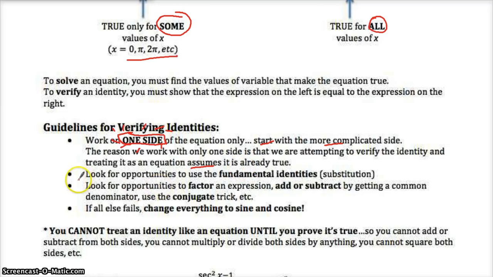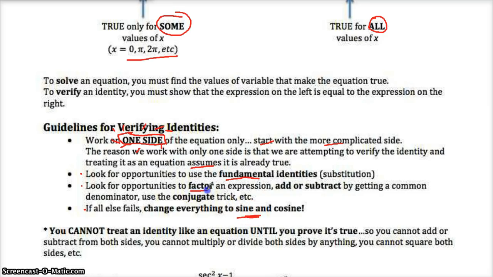So how are we going to do that? Well, you need to look for different strategies. You might look for places where you could use your fundamental identities and substitute them in. Do you see reciprocals? Is cosecant in there? Put it in terms of sine and cosine. If you're not sure, you can put everything in terms of sine and cosine. If you see tangent, make it sine over cosine. If you see cosecant, make it 1 over sine.